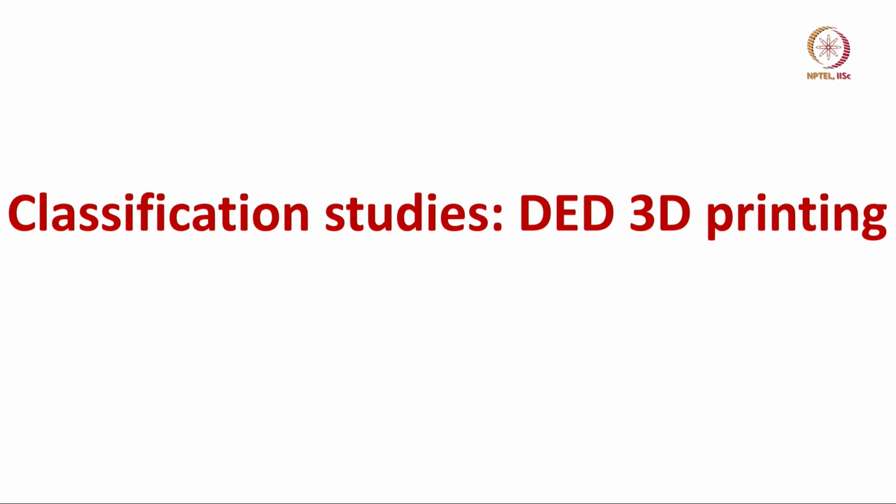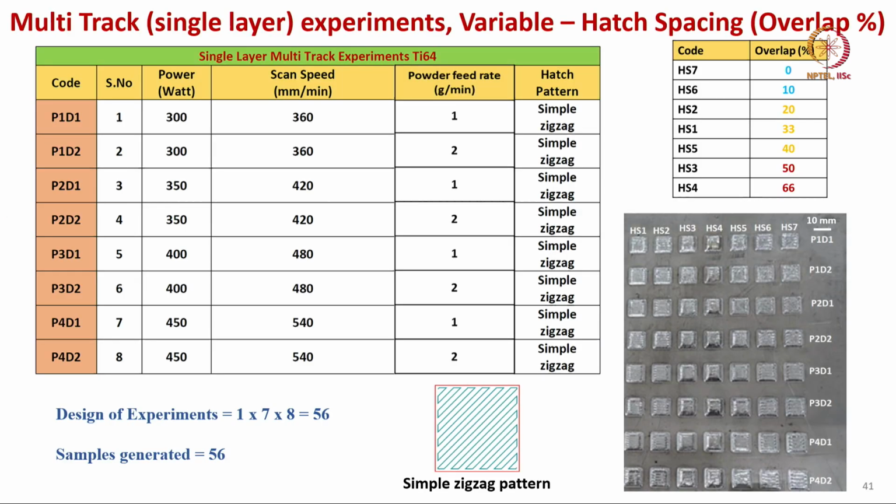Now, in the next few minutes before I close this lecture, I will be showing you some results, some case studies of our unpublished results on direct energy deposition 3D printing for classification. If we recall our earlier discussion, classification is one of the machine learning tasks, used to identify whether a specific type of defect will be generated for a specific combination of additive manufacturing parameters.